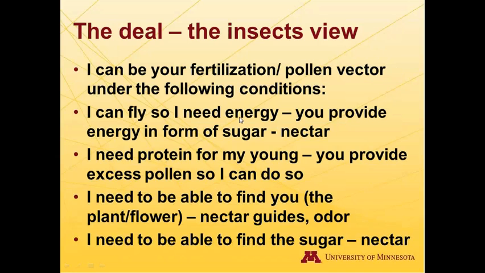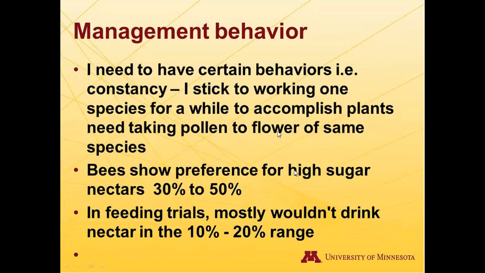The insect's view is, oh, I'll be happy to move your pollen around and meet your genetic structure needs if you provide the following, meaning I fly, I need energy, so you're going to provide me with sugar. I need protein for my young, so you provide excess pollen. You provide things that help me find you, nectar guides and odor, and other things that help me find where the nectar is in the first place. But there's other things, because think about it, if the insect went to this flower and then a totally different flower of a different species, what would happen?